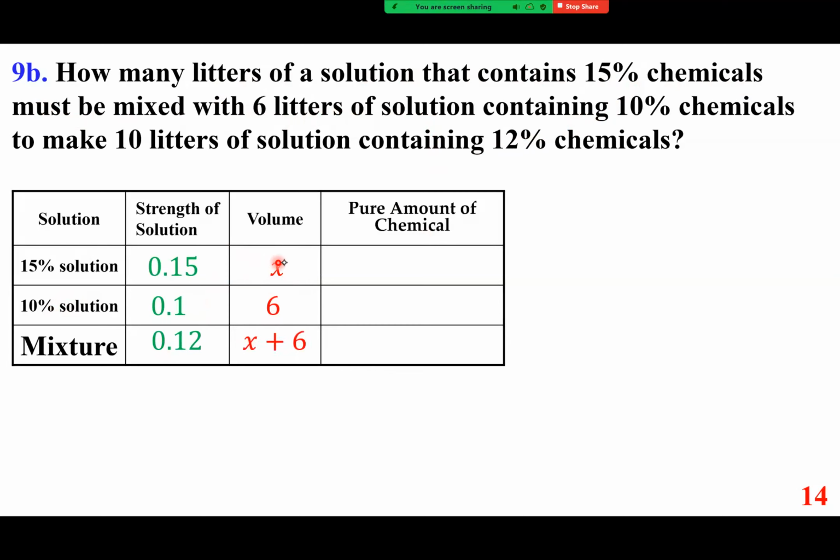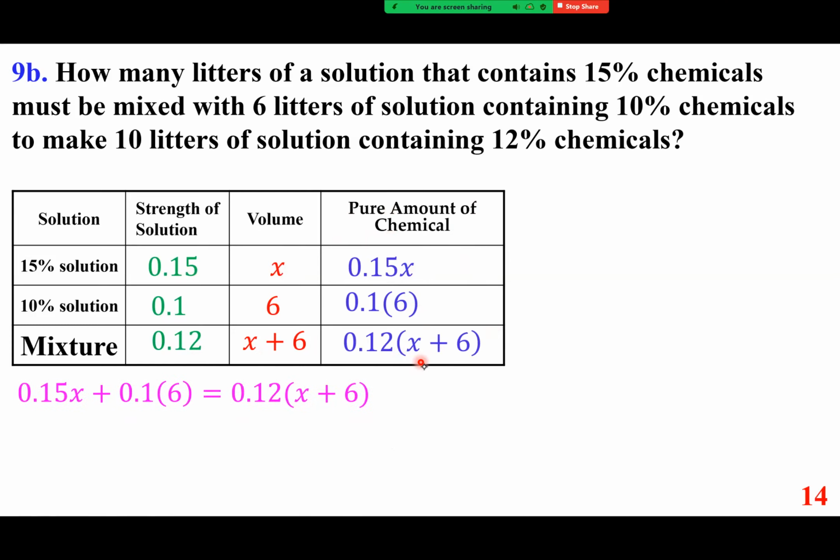So X plus 6. And therefore, the last column, the pure amount of chemicals, is 0.15 times X here, 0.1 times 6 here, and 0.12 times X plus 6 at the bottom. And again, in this last column, they must add up. This plus this must be equal to that. And again, it's very easy to come up with this equation when we have this setup and this table. Without the table, it makes it almost impossible to do so.